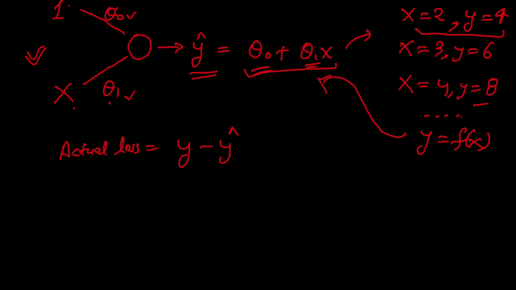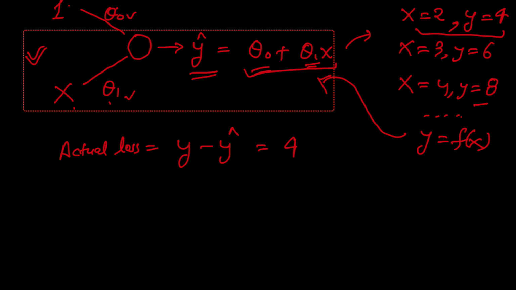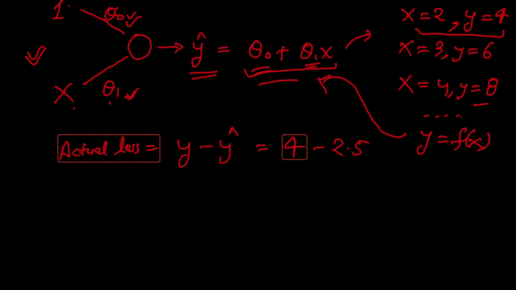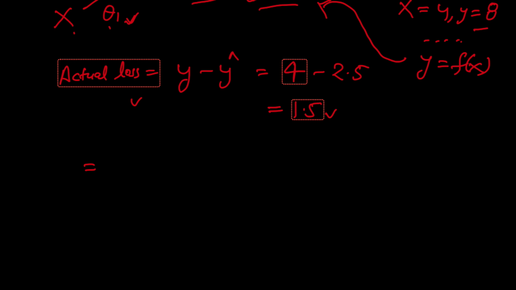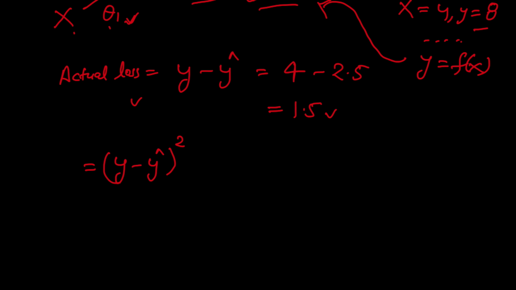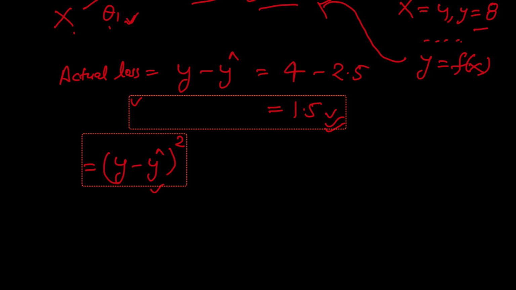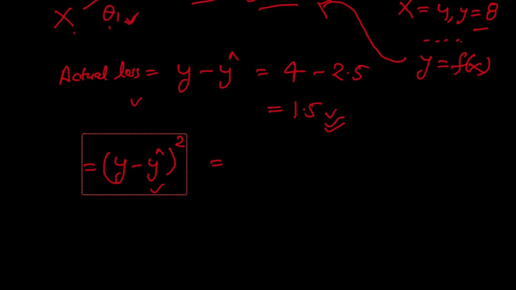If y is, let's say, 4, and suppose I selected some values for theta naught and theta 1 randomly and got this output as, let's say, 2.5, then 1.5 is actually our loss. So we can define some sort of loss here, and that loss I define as y minus y cap, and right now I'm just squaring it because I want all the values to be positive. What if y cap is higher than y? Then it would be negative. So you can either do this, or you can also take the absolute value of y minus y cap.